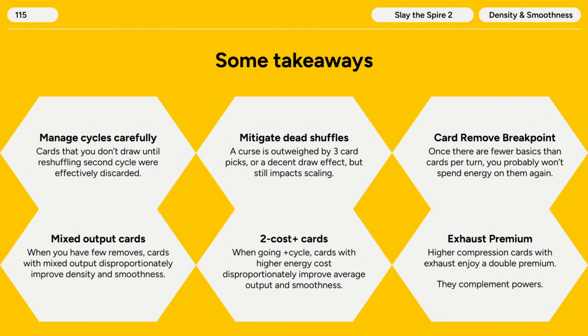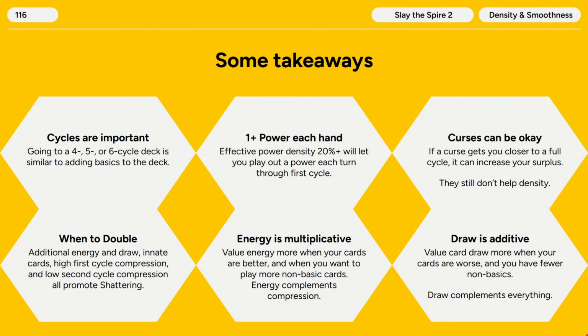The advantage of having those above rate cards is watered down really substantially by playing powers and just giving yourself as many above rate cards as you possibly can. And those cycles are important. Going from a 4 or a 5 or a 6 cycle deck is similar to adding like 2 basics to your deck. If you go to a 4th or a 5th or a 6th cycle with a bad card, like with a bad curse, it's equivalent to adding 3 basics to your deck.